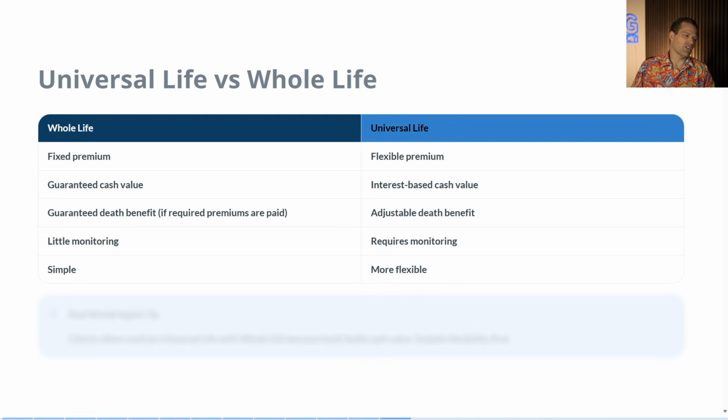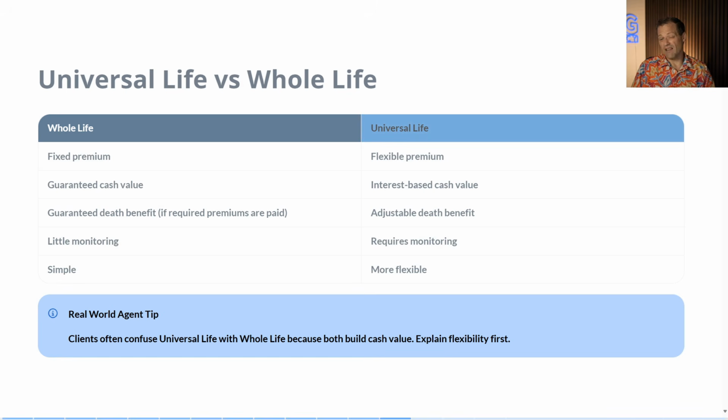So this is the difference between universal life and whole life. Again, you can download this chart to compare the differences at lifehealthexamcoach.com. And understand the real world agent tip here: clients often confuse universal life with whole life because they both build cash value. So again, universal life has flexible premiums, whole life has fixed premiums.